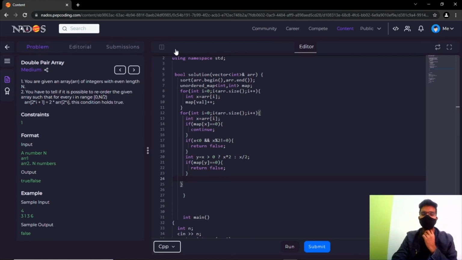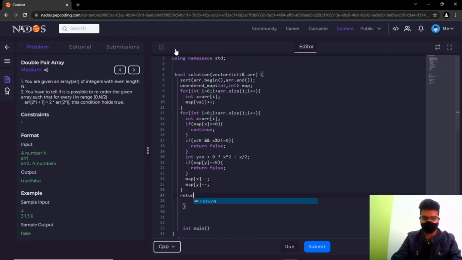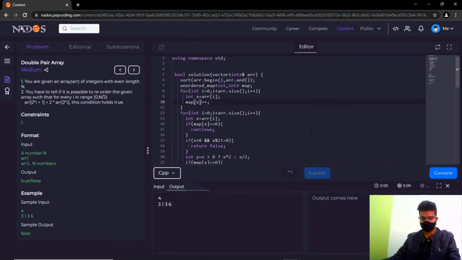And now what do we do? If we are here, that means we can pair it. So if we are pairing x and y, we have to reduce the frequency of x and y, minus. And if we get out of this loop, that means the condition is valid and we simply return true, right? Now let's try running our code. Here it will be x, right? Map x. Let's run our code, and if there is any error, we'll fix it.